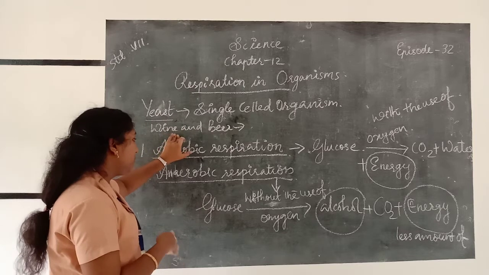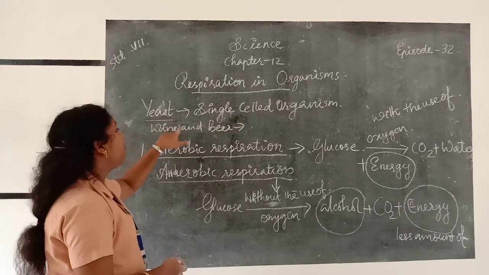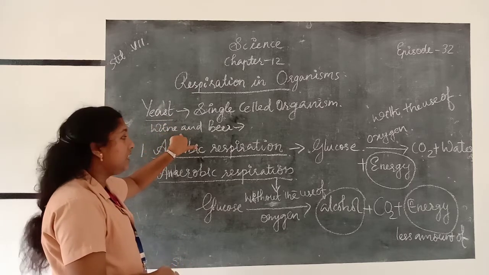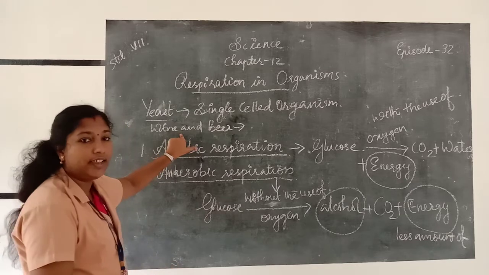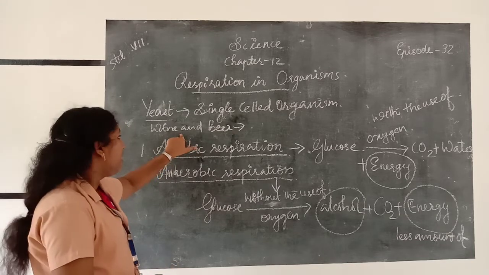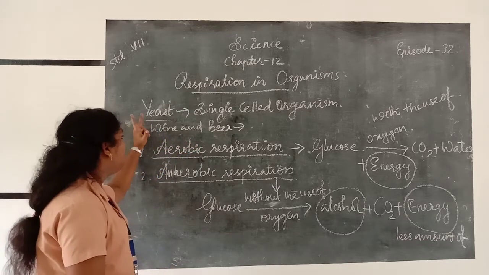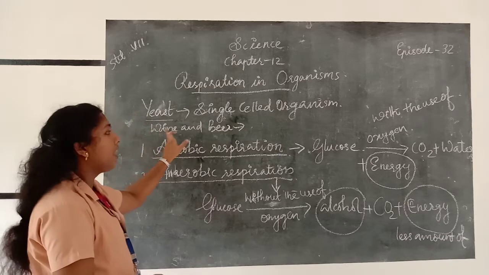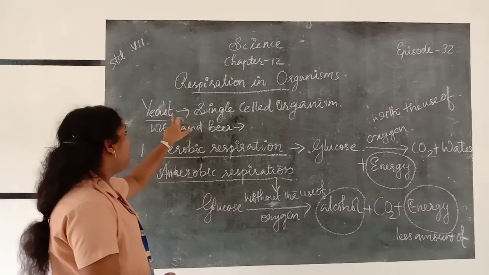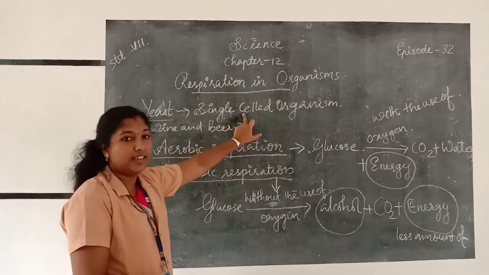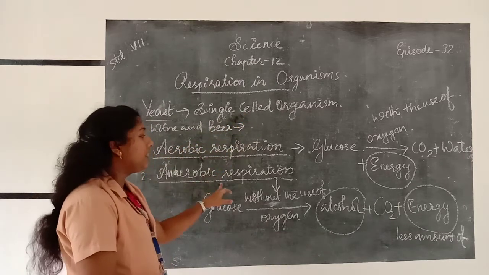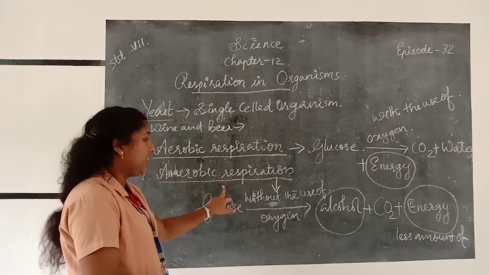And due to this, it is used for making wine and beer. All of you understood why yeast is used for making wine and beer? Because yeast is a single celled organism. It respires anaerobically.